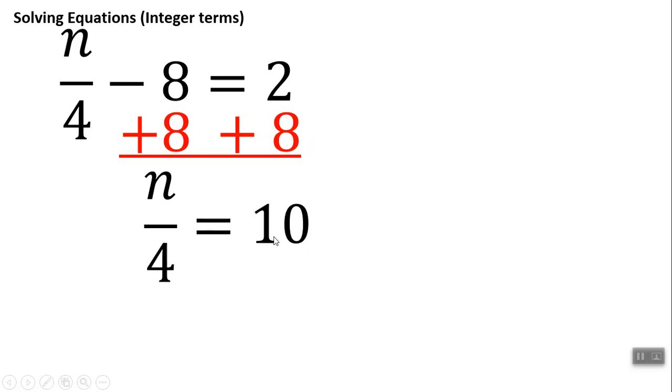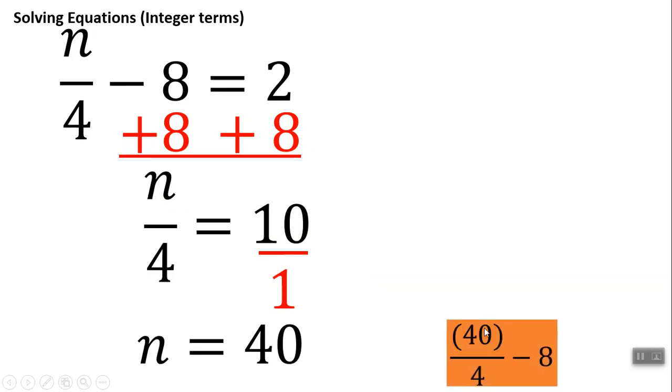Now you can think of 10 as 10 over 1, and you can apply proportions on there. 4 times 10 is the same thing as 1 times n, and you end up getting n equals 40. So we can go ahead and plug in 40 for n back in our original problem and see that it works out to 2.